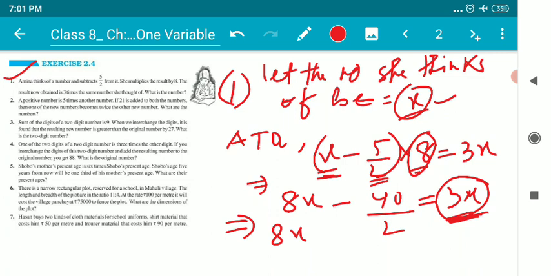So the moment I transpose 3x from the right hand side to the left hand side, it will become minus 3x. And this 40 by 2, which is written over here, will be transposed to the right hand side. It will become plus 40 by 2. As we all know, whenever we transpose any number, the sign changes.